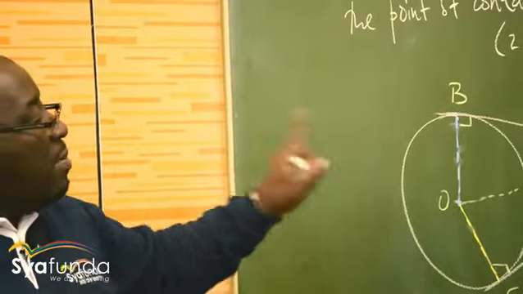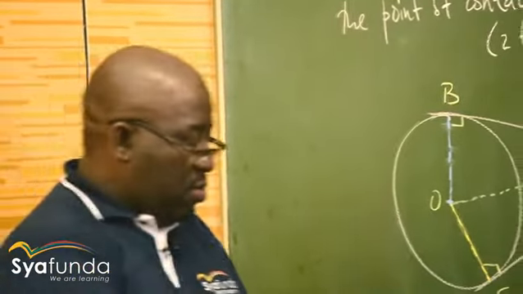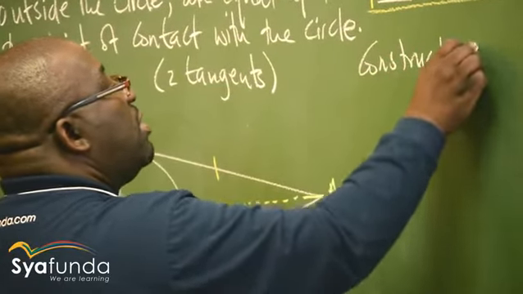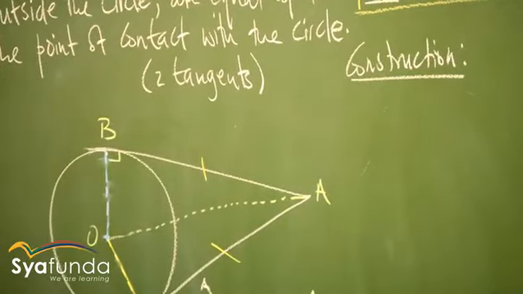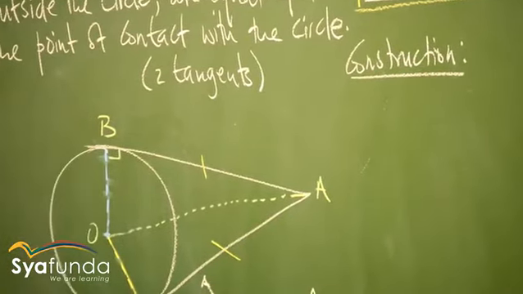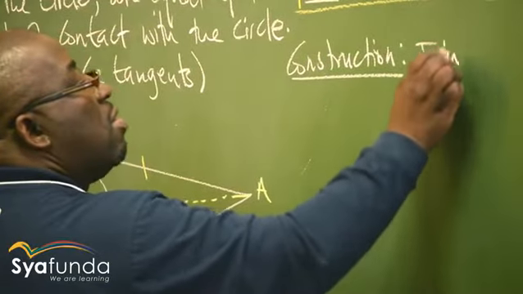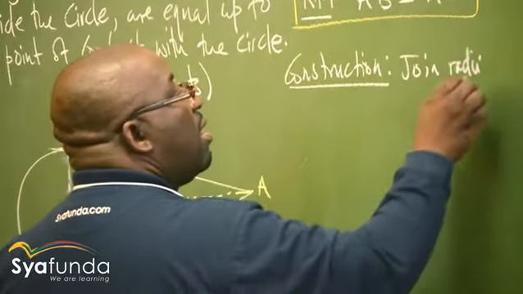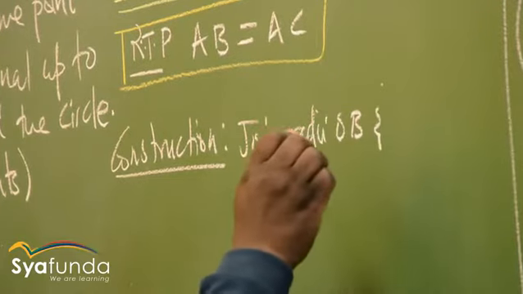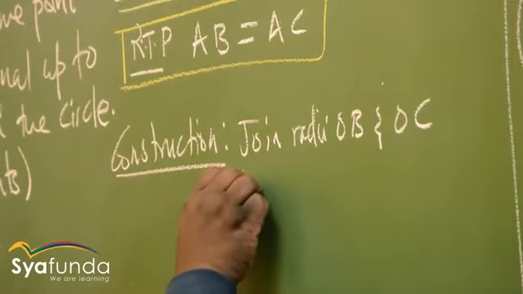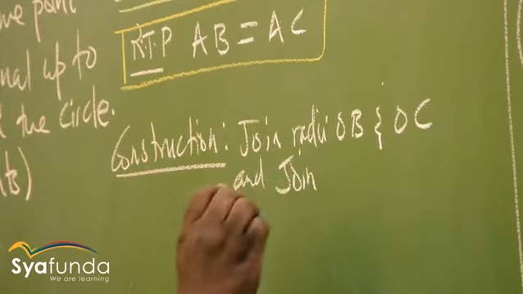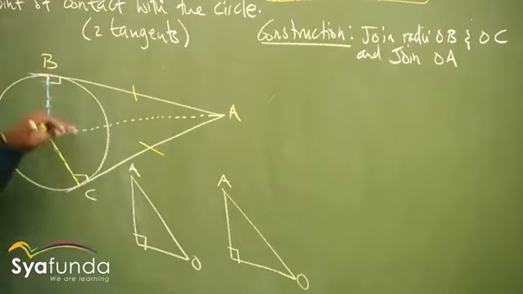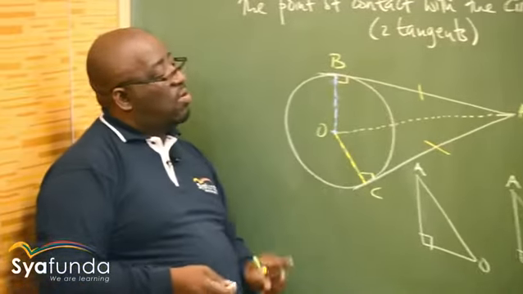Right. Number one, we said we had our construction. What was our construction? We joined radii OB and OC, and also joined line OA, just to separate the two triangles. I want to have this triangle and this triangle, then check whether this isn't equal to that one.